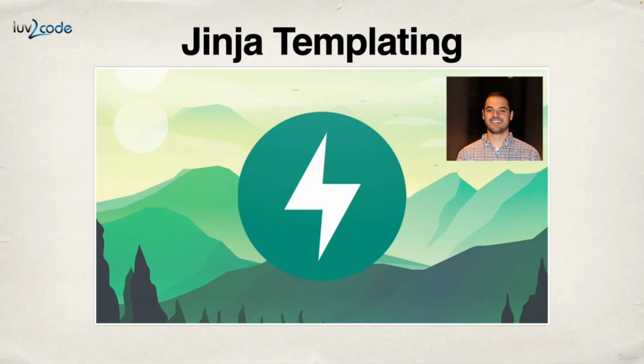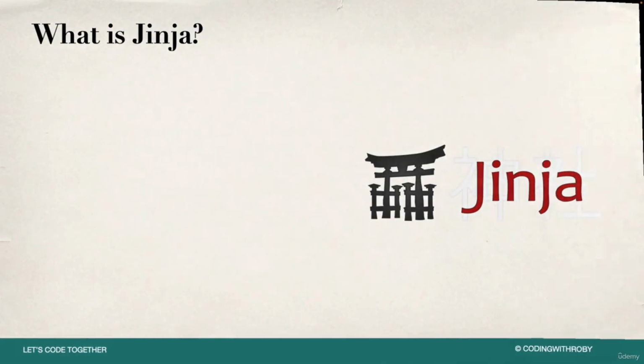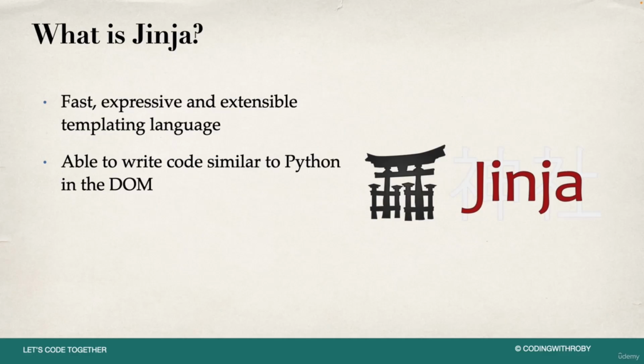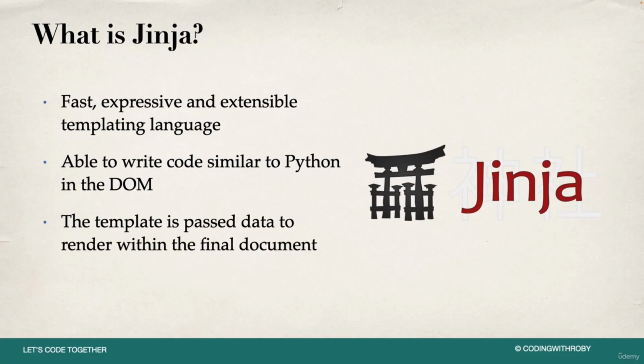All right, hey everybody, and in this video we are going to go over Jinja templating. So what really is Jinja and how does it work within FastAPI? Well, Jinja is a fast, expressive, and extensible templating language. It's able to write code similar to Python in the DOM, and the template passes data to render within the final document.